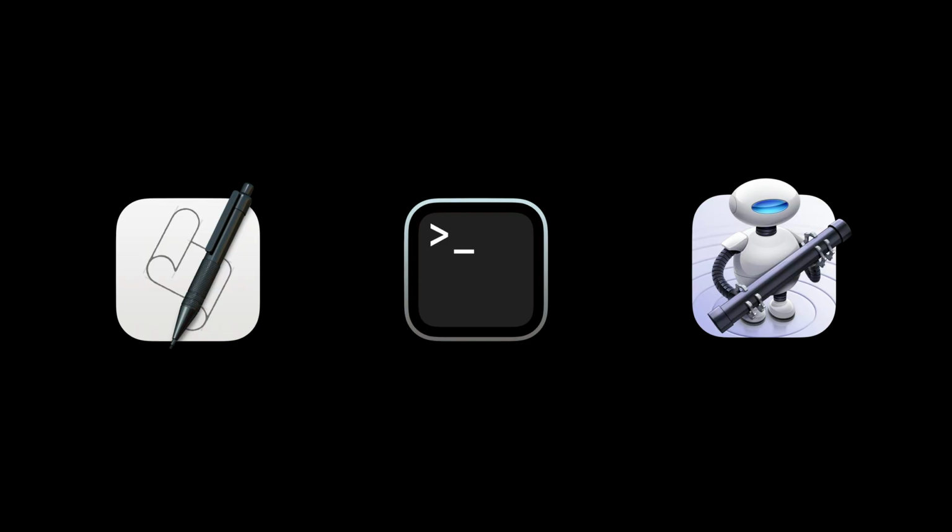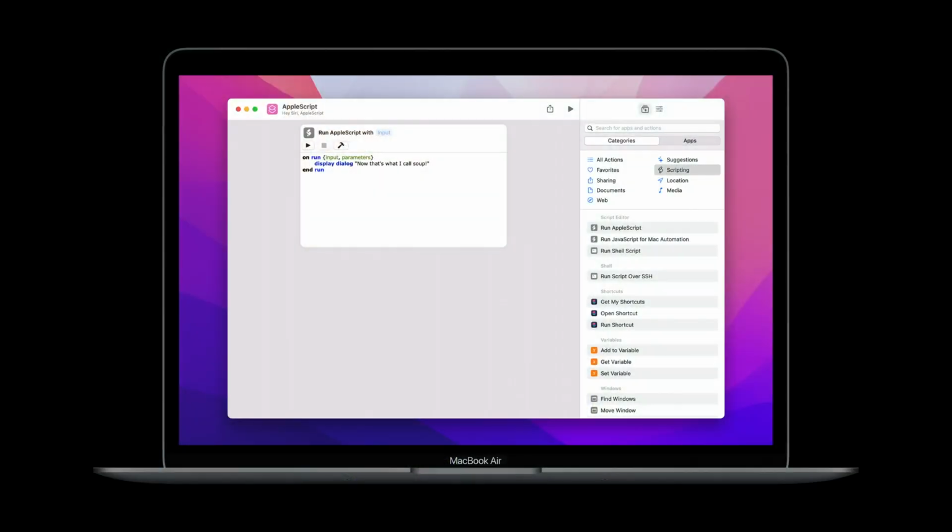Now let's take a look at how Shortcuts fits in with our existing Mac automation technologies. The Mac has a long history of deep support for automation, including AppleScript, shell scripting, and Automator. We're excited to share that Shortcuts has full support for AppleScripts and shell scripting. We have new actions built right into Shortcuts that let you write and run scripts directly inside the Shortcuts editor.